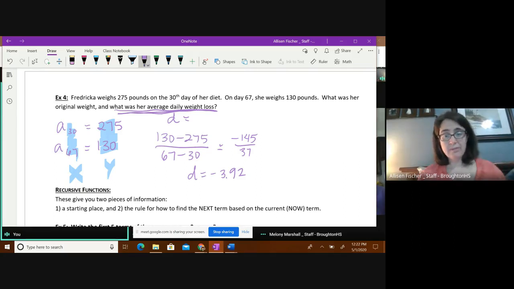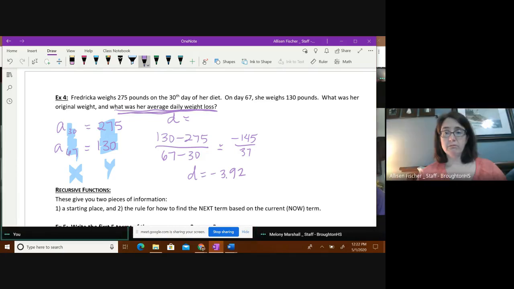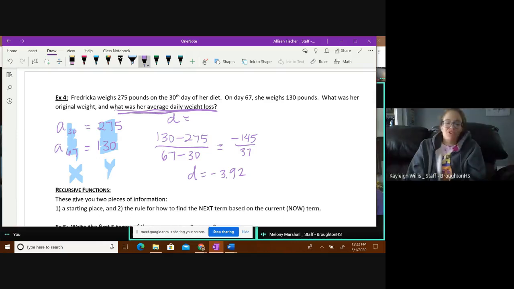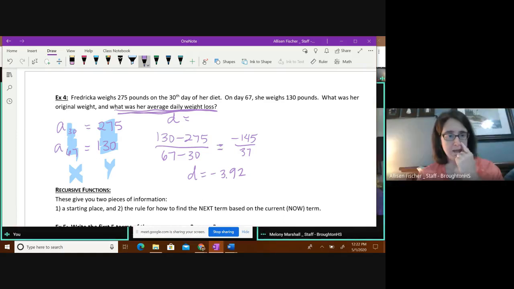So this is why I don't recommend this. Don't try this at home. Losing about 4 pounds a day is a really bad idea. Wait, why is it negative? Because she's losing. Oh, okay. Duh. She's on a diet, yeah.